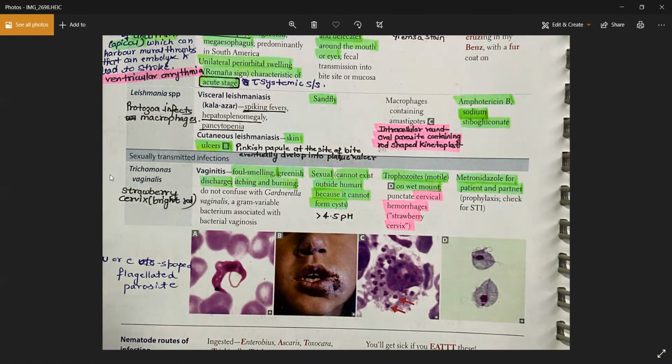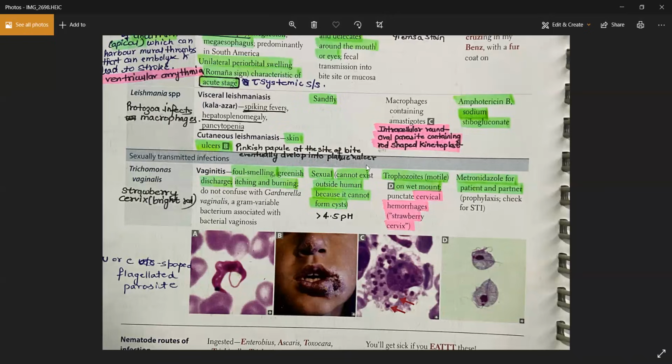You also need to know the pH of the vagina in case of Trichomonas vaginitis. You will have a pH greater than 4.5, but in case of Candida vaginitis, you will have a pH less than 4.5. You need to know that it is an STD, so you need to treat both partners, the male partner as well as the female partner. But in case of Gardnerella vaginalis, you just need to treat the female. No need to treat the male partner because it is not an STD. But Trichomonas vaginalis is an STD.